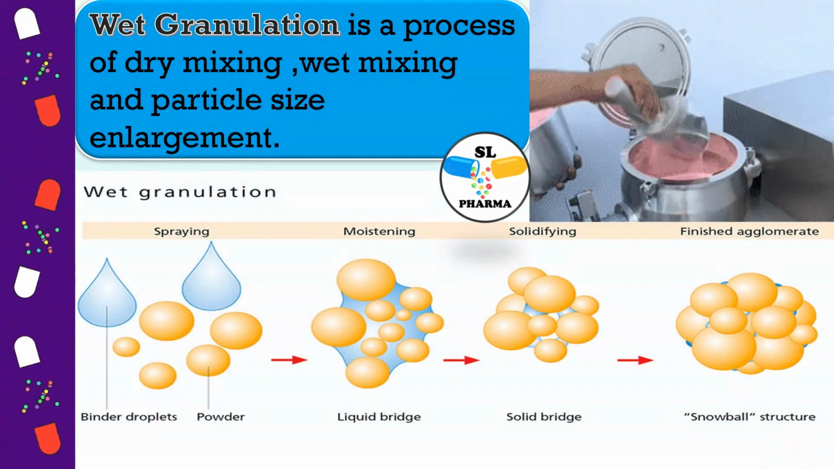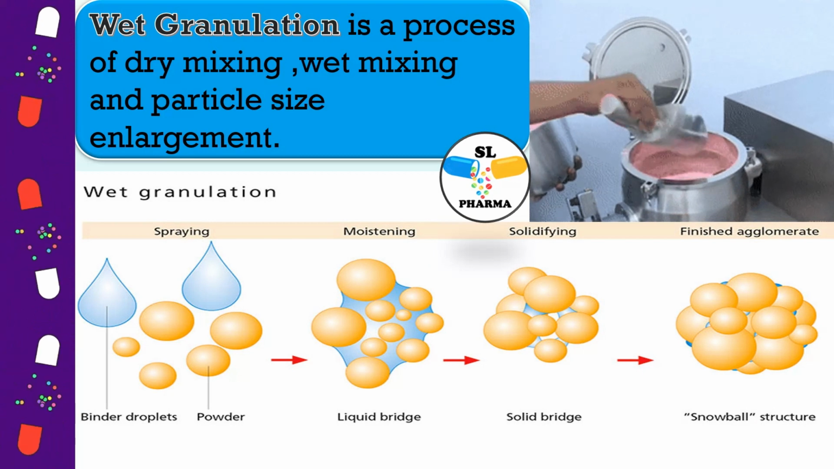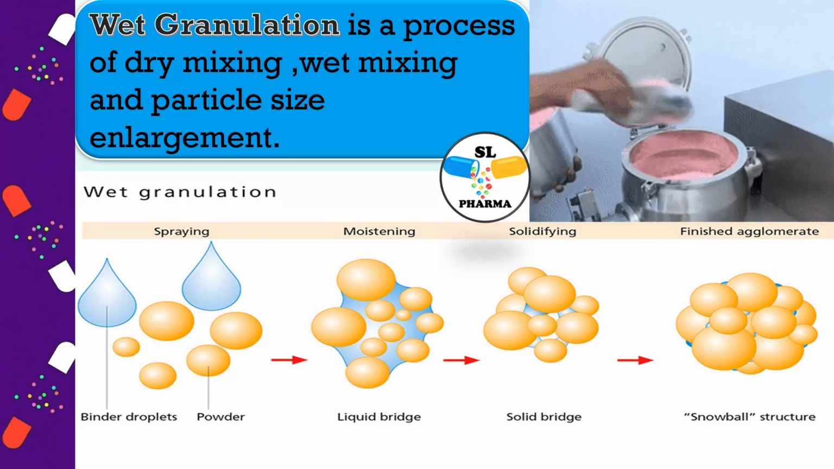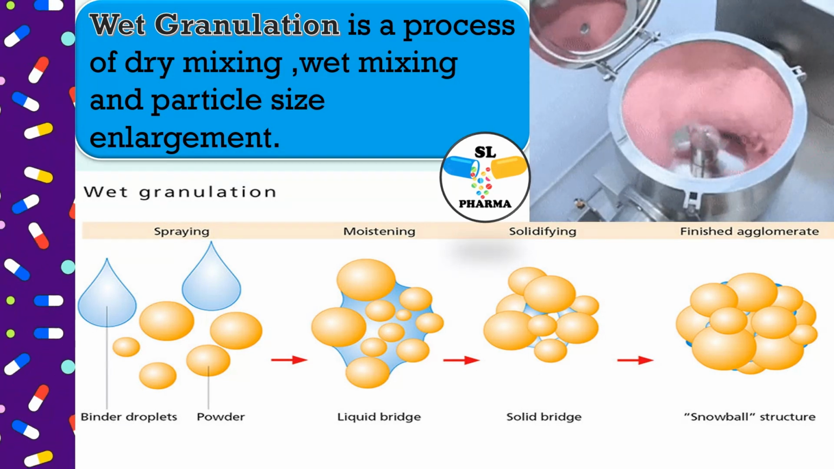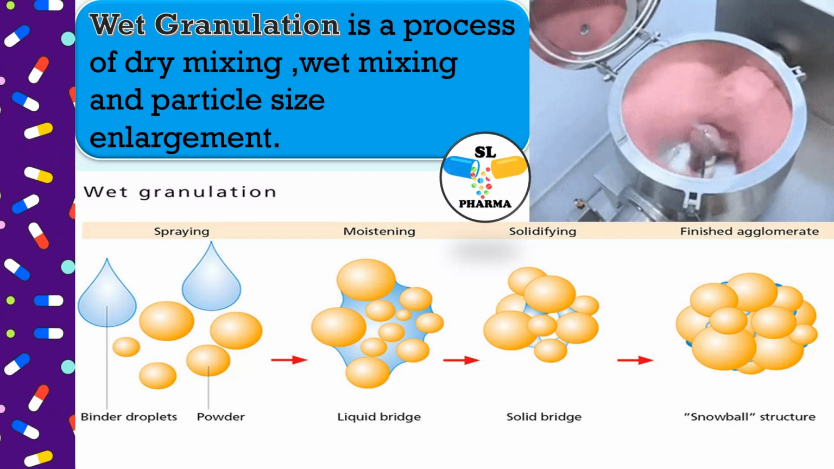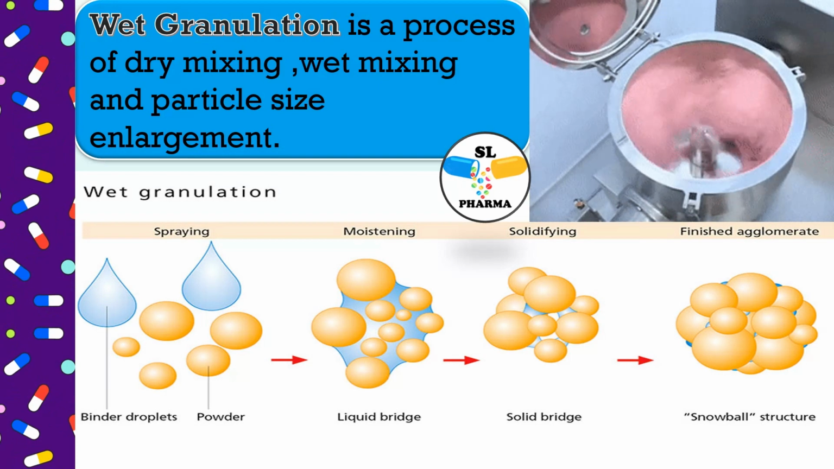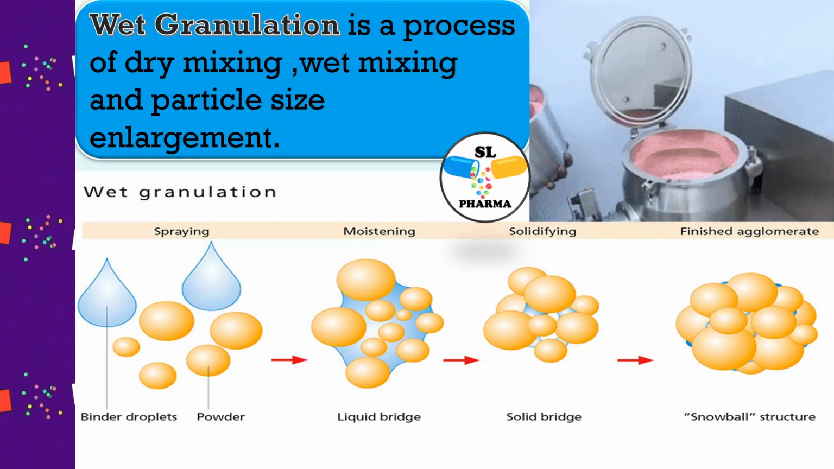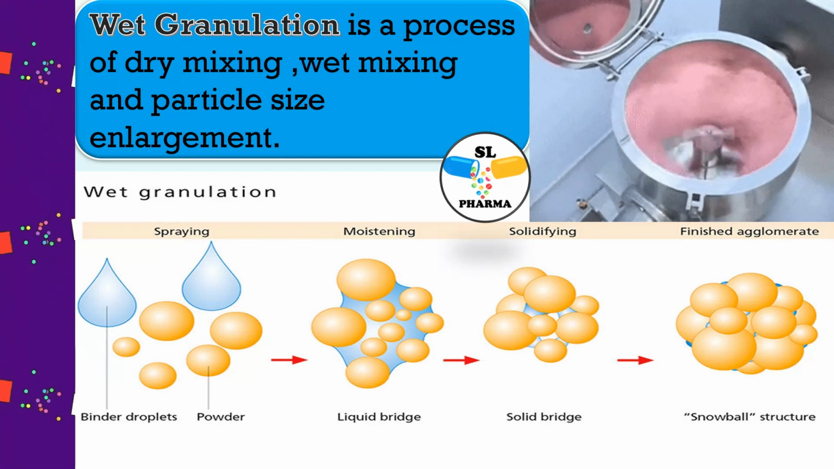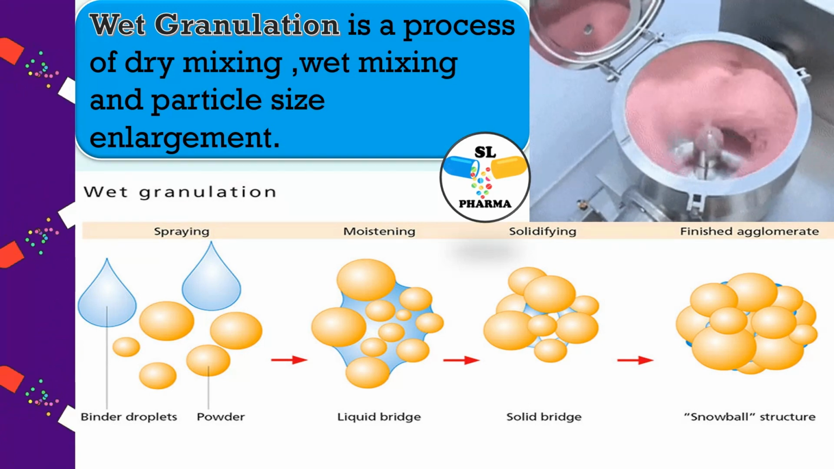Wet granulation is indeed a process that involves several key steps, including dry mixing, wet mixing, and particle size enlargement. In the initial stage of wet granulation, dry powders are mixed together. These powders typically consist of the active pharmaceutical ingredient, API, excipients, and other additives. The dry mixing step aims to achieve a uniform distribution of all the ingredients in the mixture. This is important for ensuring consistent product quality.